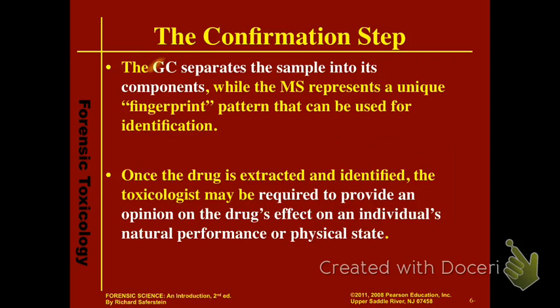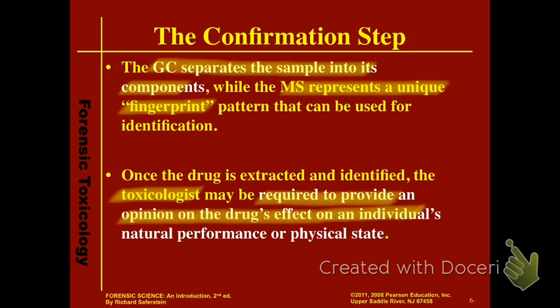To review, the GC separates the sample into its components. The mass spectrometer creates the fingerprint pattern that can be used for identification. The toxicologist has to provide an opinion on the drug's effect on an individual's performance or physical state. Might have to do that under oath.